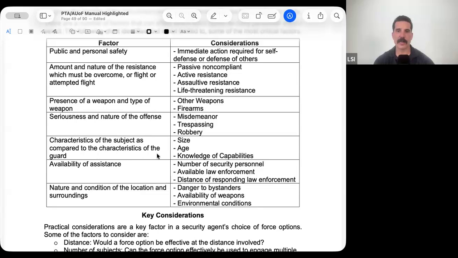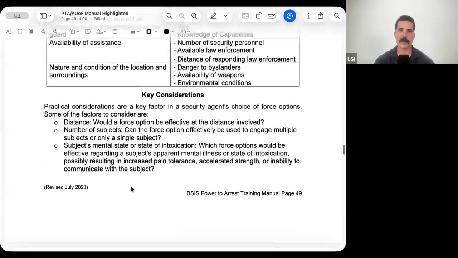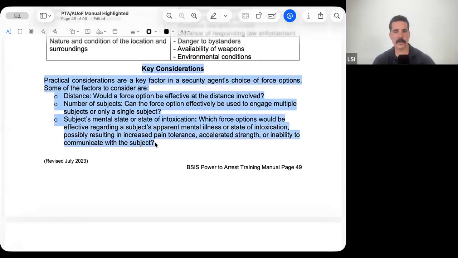Characteristics of the subject as compared to the characteristics of the guard, and the considerations are size, age, knowledge of capabilities. Factor: availability of assistance. Considerations: number of security personnel, available law enforcement, distance of responding law enforcement. Factor: nature and condition of the location and surroundings. Considerations: danger to bystanders, availability of weapons, environmental considerations. So these are just factors that exist in your situation and the considerations you need to think about. All right, and then we go to key considerations.